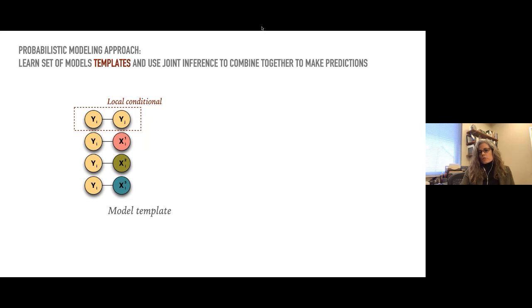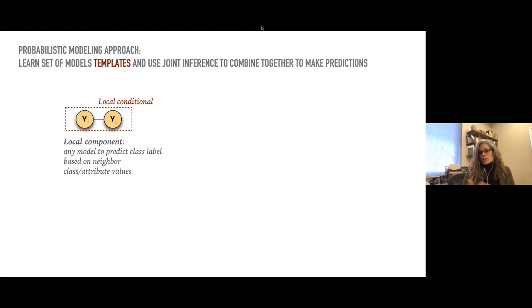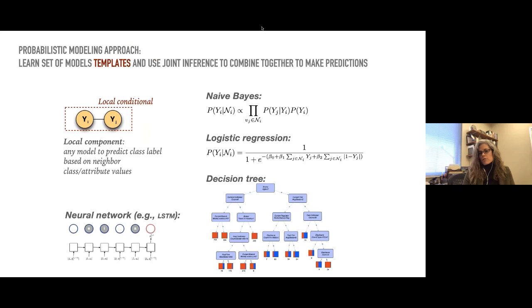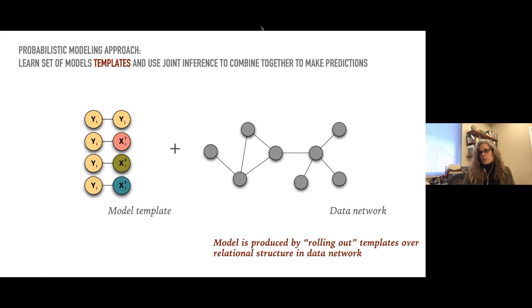So once we have these little local conditionals, we have to figure out how to learn the structure and the parameters of those conditionals. And we can use a number of different types of machine learning methods for this internal component of the relational model. That can include things like naive Bayes classifiers, logistic regression models, decision trees, or even neural network components. And once you've decided on what type of local conditional you want to use, these little model templates will get rolled out over the network structure in all of the appropriate ways that's specified by the data network.